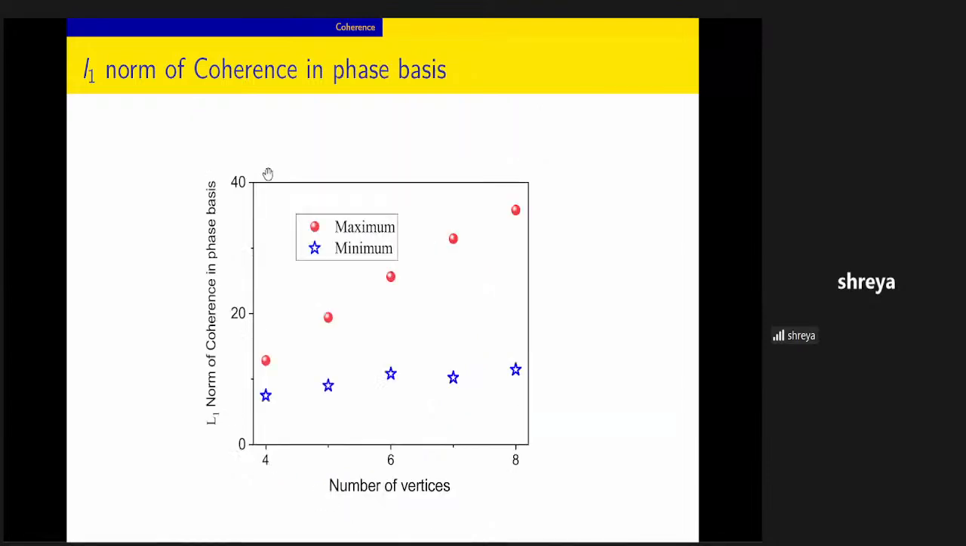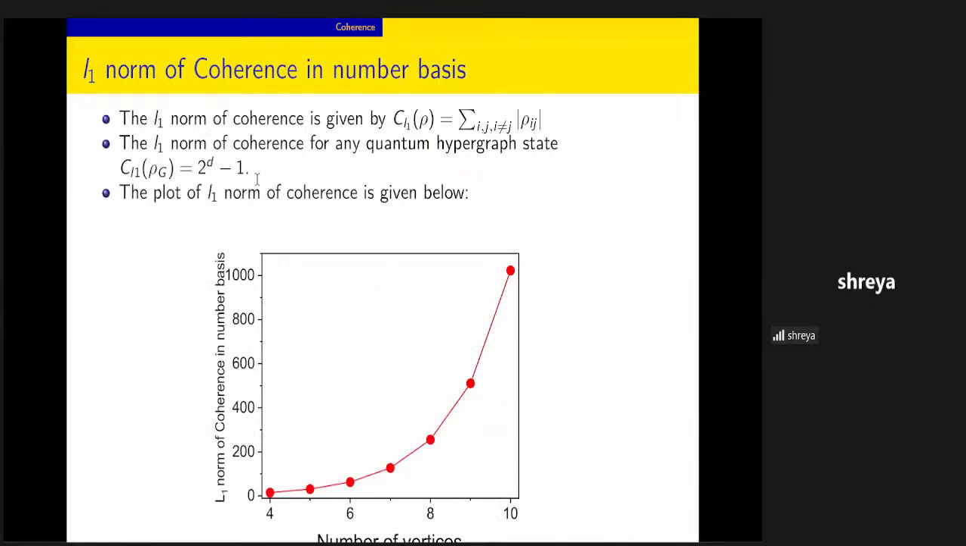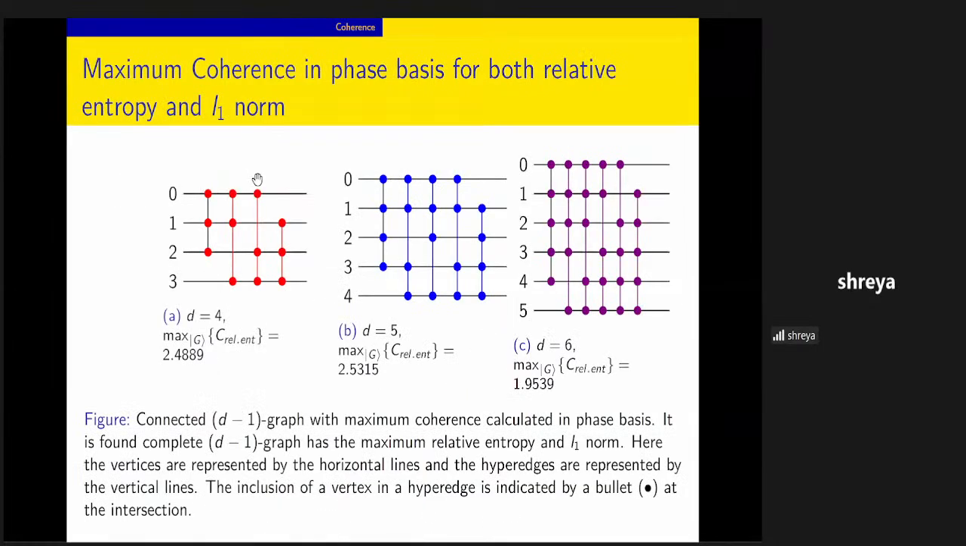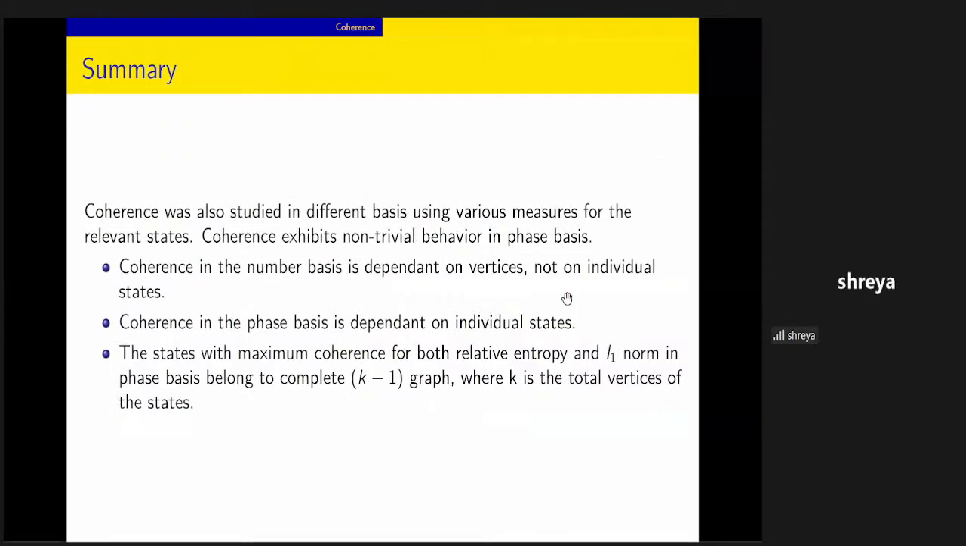And for the L1 norm of coherence in the phase basis, no such condition can be found, only maximum and minimum values, and no typical relation has been found. These are the states which have the maximum coherences: length 4 for D5, length 3 for D4, and length 5 for D6. And this is the summary.